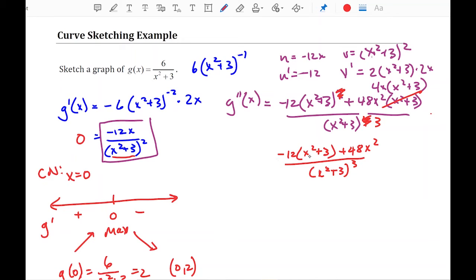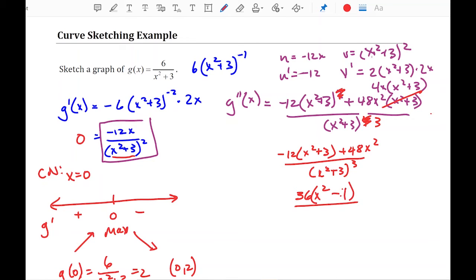So that's negative 12x squared plus 48x squared, so 36x squared. And negative 12 times 3 is minus 36. You could factor out that 36 if you wanted to, 36 times (x squared minus 1). So let's just go ahead and do that.